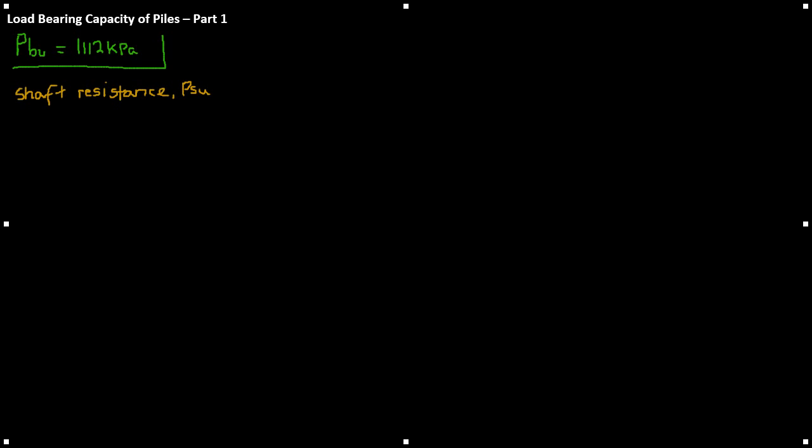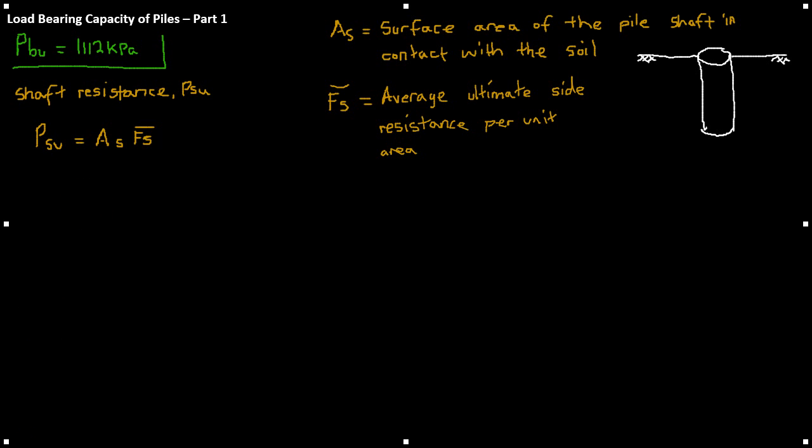Now that we've got the base resistance, let's calculate the shaft resistance. Our shaft resistance, Psu, equals As times fs bar. Now fs bar is the average ultimate side resistance per unit area, the bar just representing average in a symbol. As is the surface area of the pile shaft in contact with the soil.